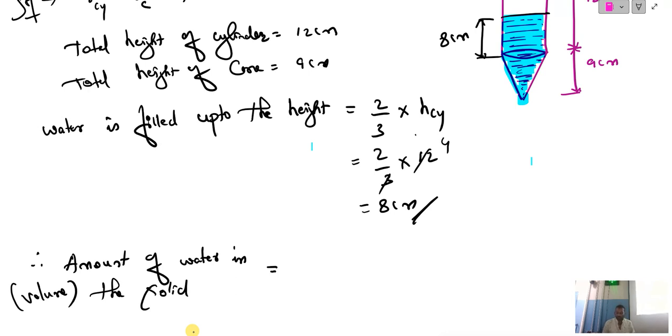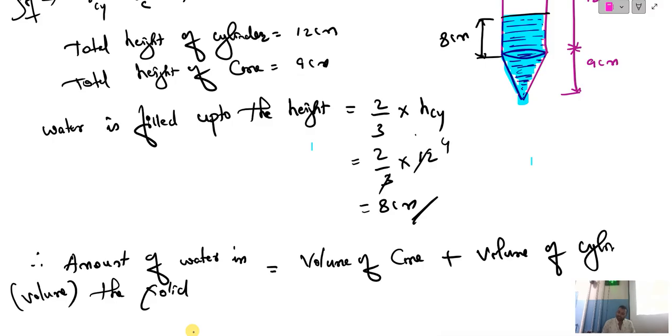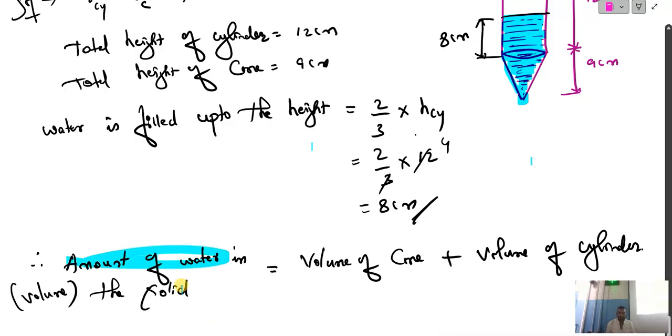It means we have to calculate the volume of cone plus the volume of cylinder. But when we take the volume of the cylinder, where h comes, you have to notice one thing: we take the h up to where the water is filled. You understood my point? That h value we have to take here, not the total height, because we are calculating the amount of water. We take only the height up to which water is filled. That is the most important part you have to remember.